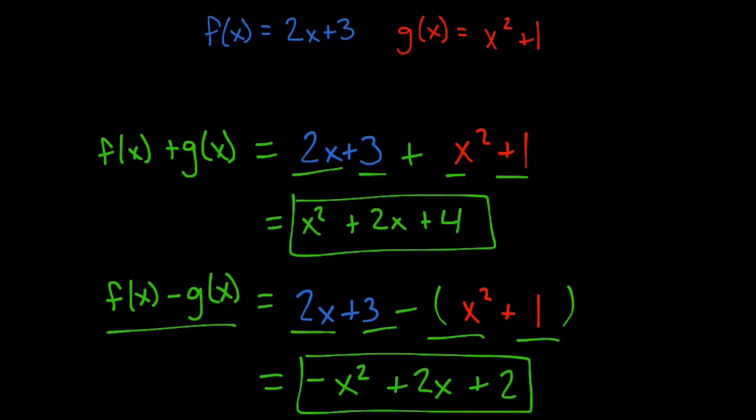If we had switched this operation around, if we had instead done g of x minus f of x, that would come out to something different because changing the order of subtraction changes things. If we had switched above and done g of x plus f of x, that would come out to the same thing because addition is commutative. We can rearrange the order of that and things still work out the same.